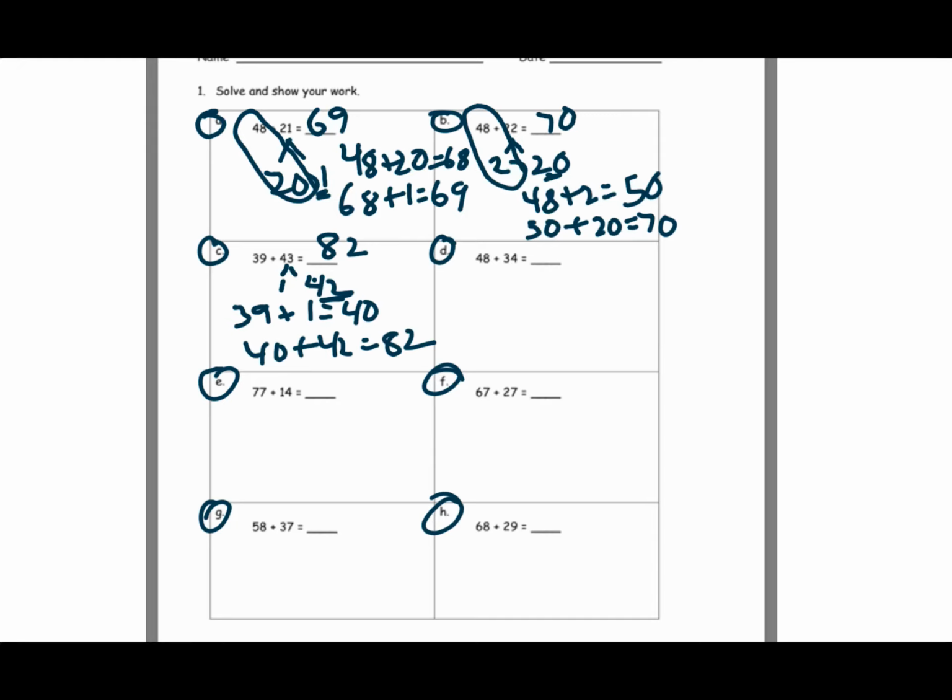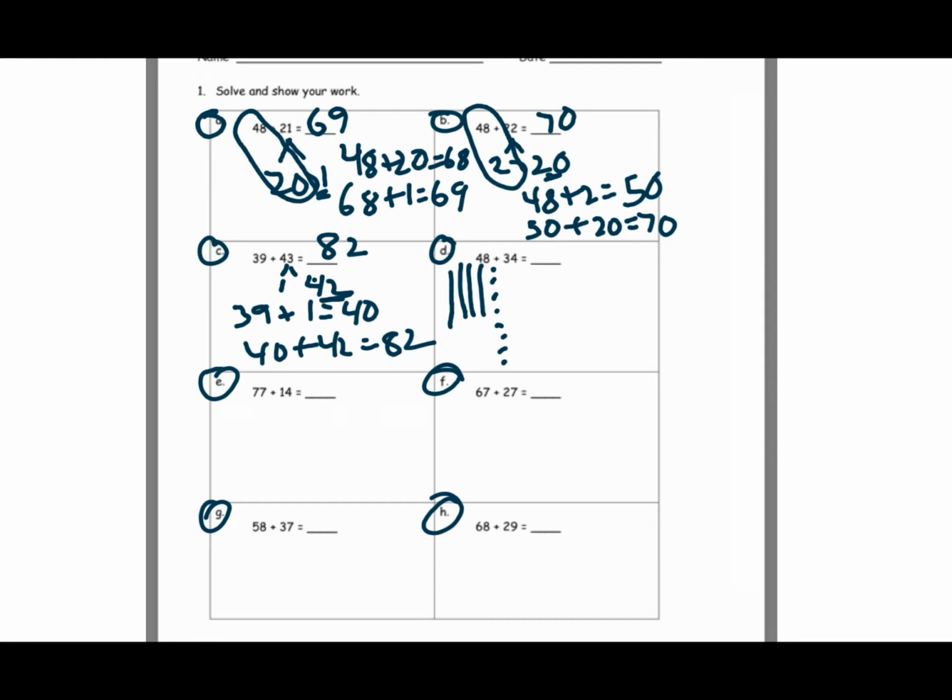Okay, letter D. For letter D, boys and girls, I think I'm going to have to use quick pictures. So for 48, I have 10, 20, 30, 40, 41, 42, 43, 44, 45, 46, 47, oh boy, I'm running out of room, 48, and 34.